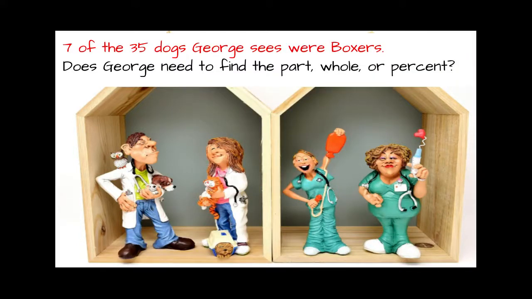7 of the 35 dogs George sees were boxers. Does George need to find the part, the whole, or the percent? So go ahead and pause the video and see which one he needs to find. He needs to find the percent. 7 is not a percent. 35 is not a percent. So that's the one we're missing.